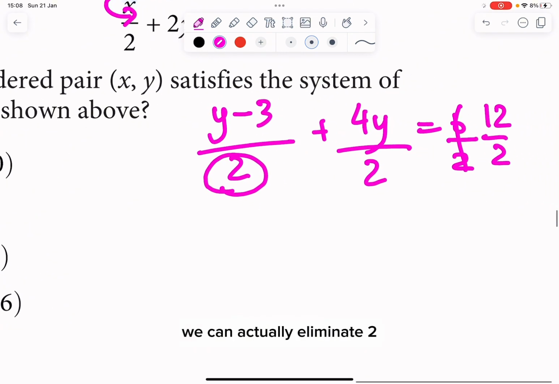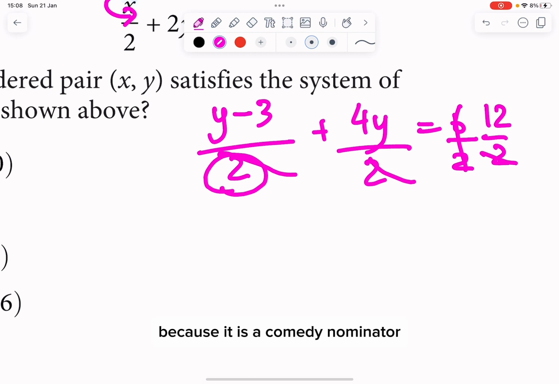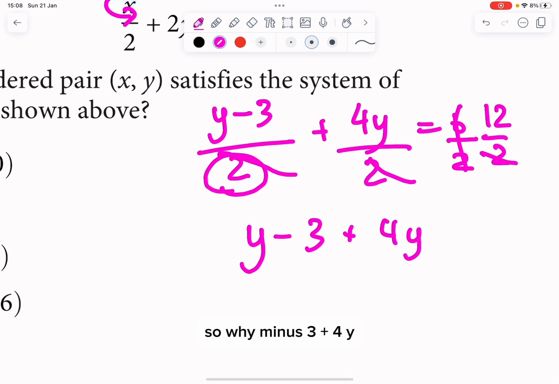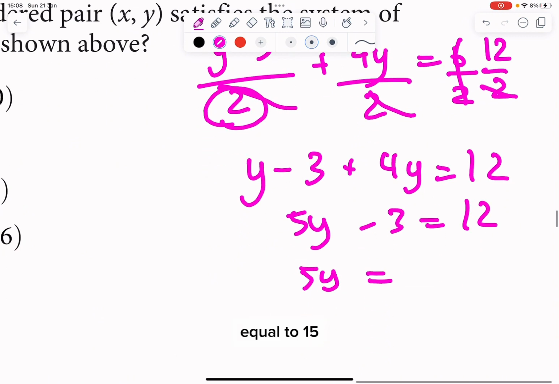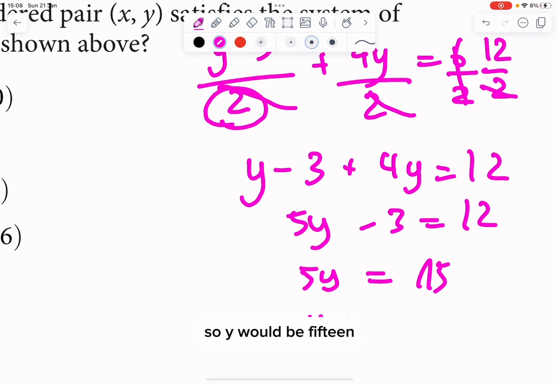So at this point, we can actually eliminate 2 because it is a common denominator. We don't really need that. So y minus 3 plus 4y equal to 12. So it's gonna be 5y minus 3 equal to 12. 5y equal to 15. So y would be 15.